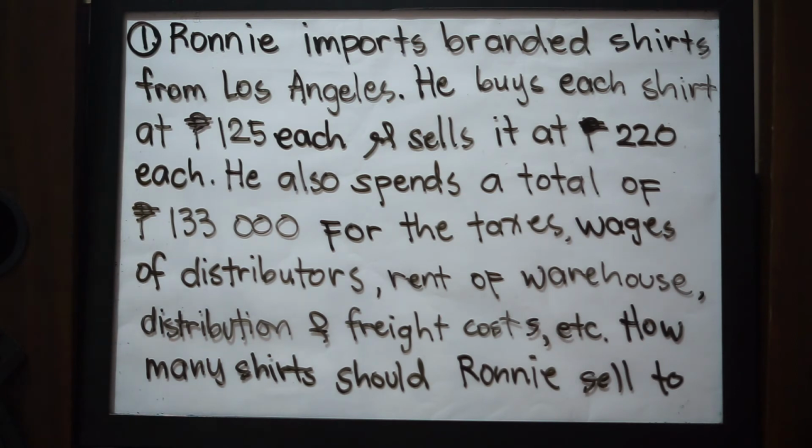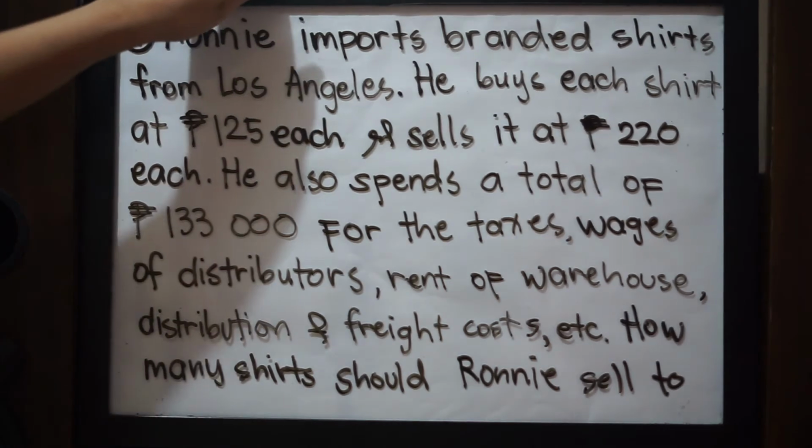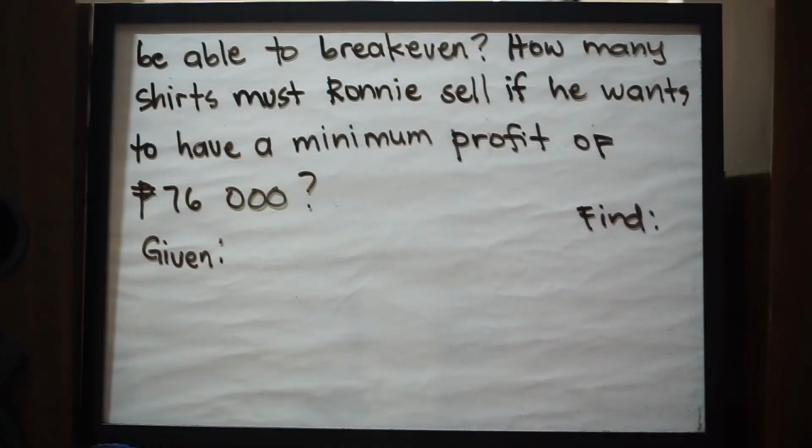Problem number 1: Ronnie imports branded shirts from Los Angeles. He buys shirt at 125 each and sells it at 220 pesos each. He also spends a total of 133,000 for the taxes, wages of distributors, rent of warehouse, distribution, and freight costs, etc. How many shirts should Ronnie sell to be able to break even? How many shirts must Ronnie sell if he wants to have a minimum profit of 76,000 pesos?